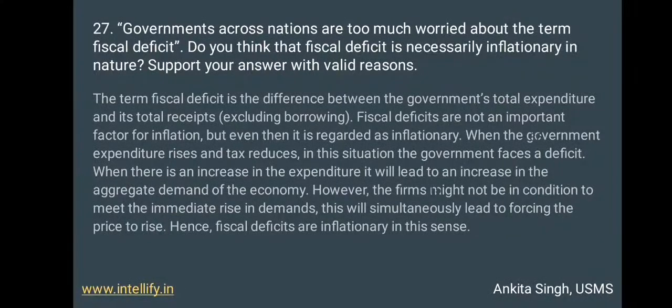When the government expenditure rises and tax reduces, in this situation, the government faces a deficit. When there is an increase in the expenditure, it will lead to an increase in the aggregate demand of the economy. However, the firms might not be in a condition to meet the immediate rise in demand. This will simultaneously force the price to rise. Hence, the fiscal deficits are inflationary in this sense.